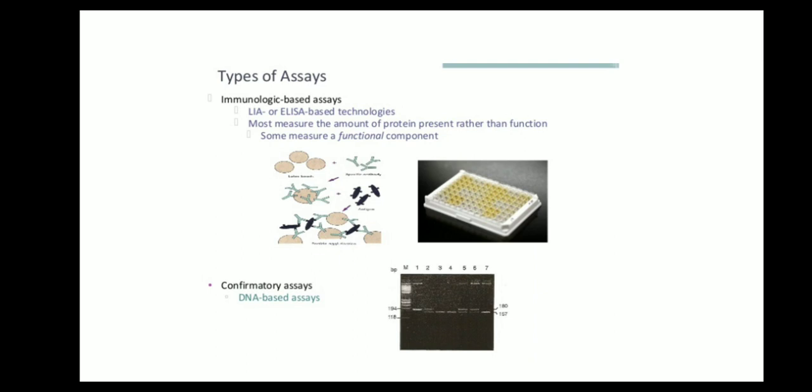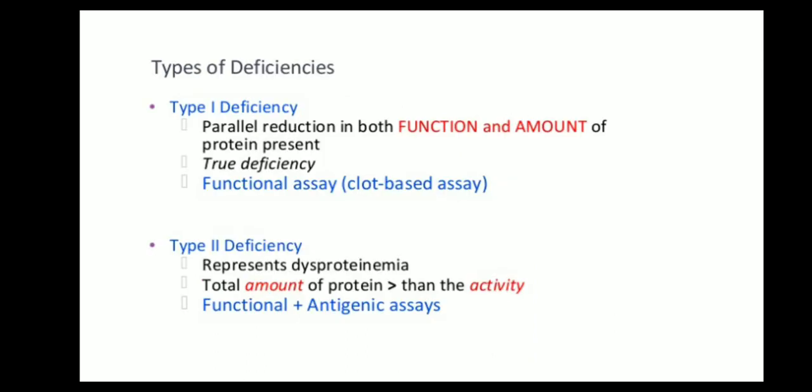Immunological based assays, that is ELISA based technologies, most of them measure the protein present rather than the function. Some measure the functional component also. Then there are confirmatory assays, DNA based assays.